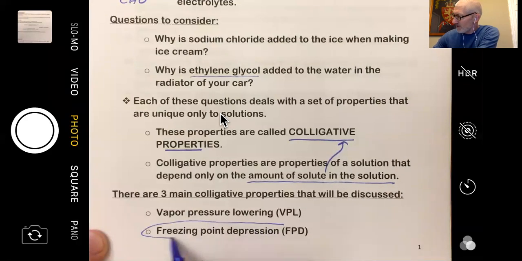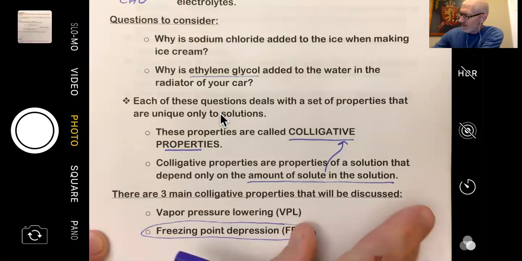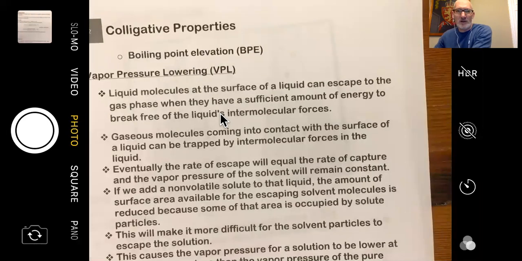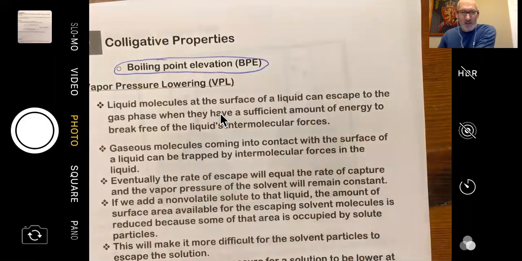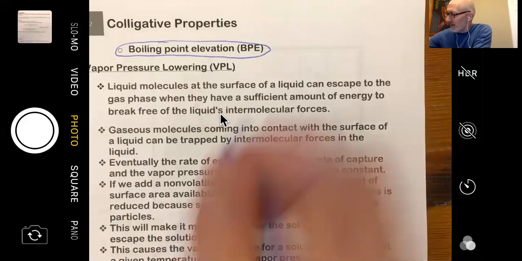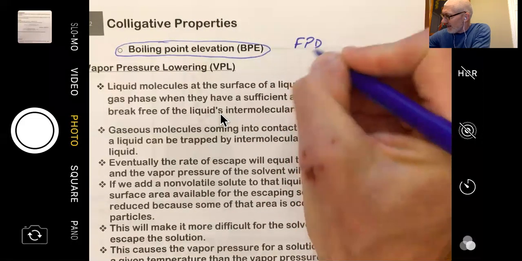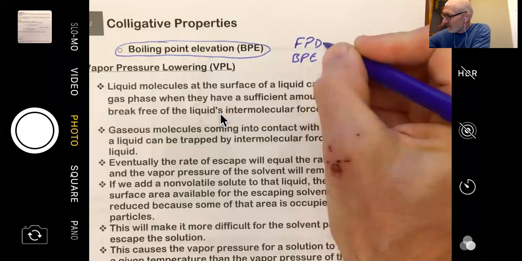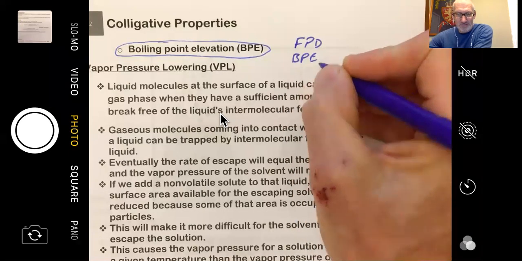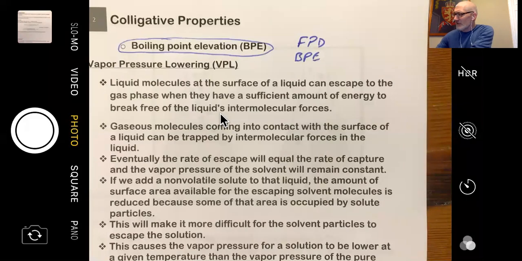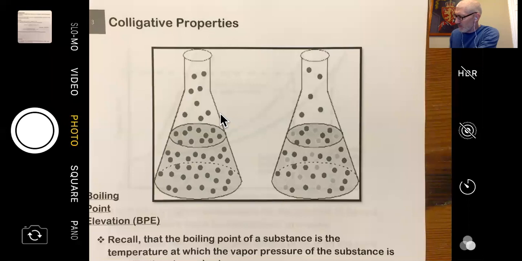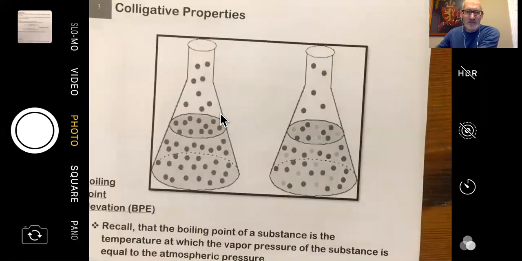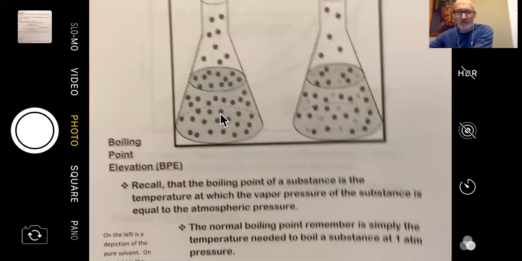And the couple things that we're going to focus on today are these. I'm going to talk about freezing point depression. I'm going to skip over here to the next page. And we're going to talk about boiling point elevation, which I like to affectionately refer to as FPD and BPE, freezing point depression and boiling point elevation. Now, even though these are in the notes, we're going to skip ahead. We're not going to worry too much about the vapor pressure. So, boiling point elevation.